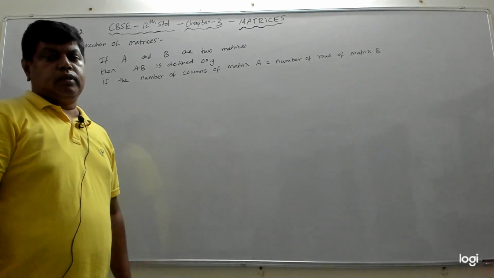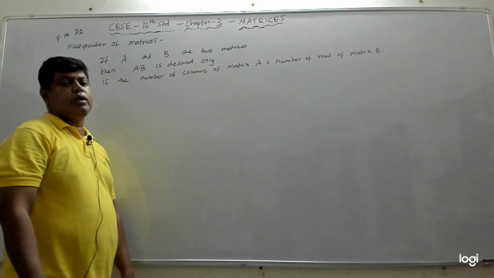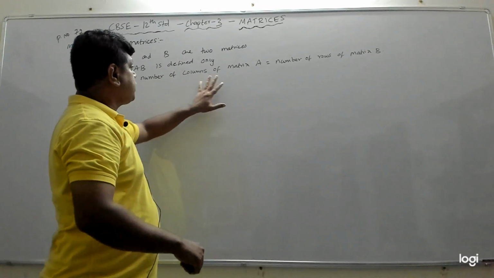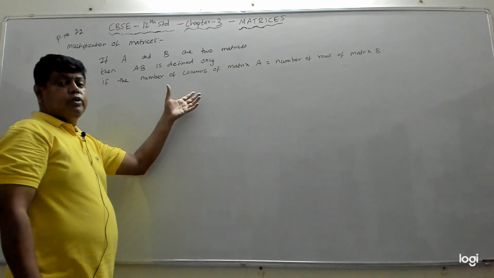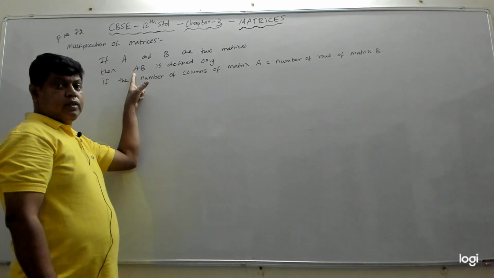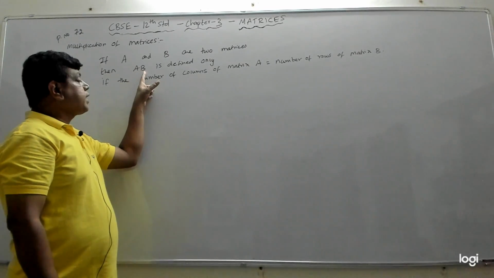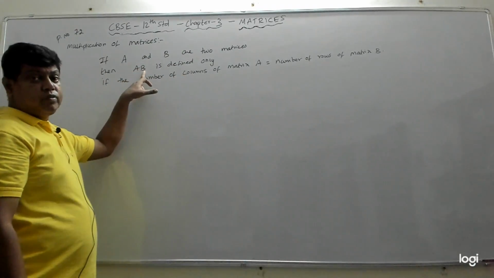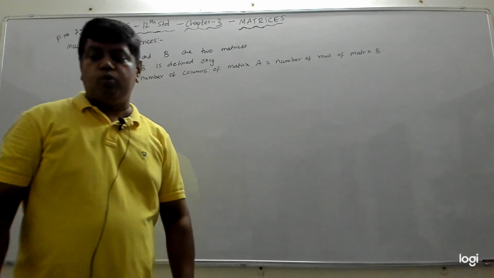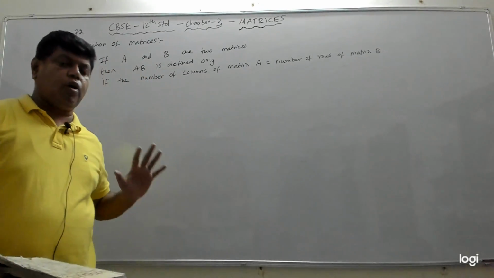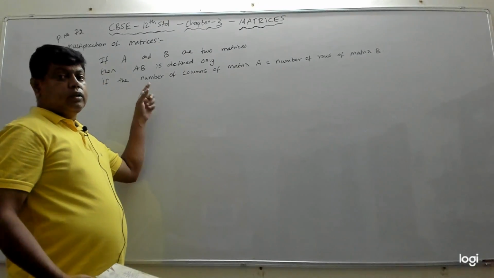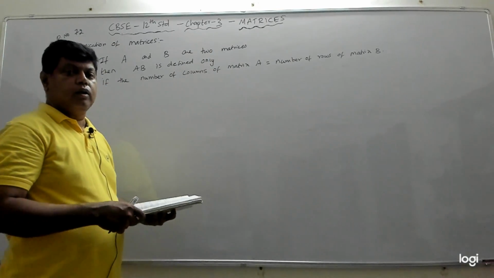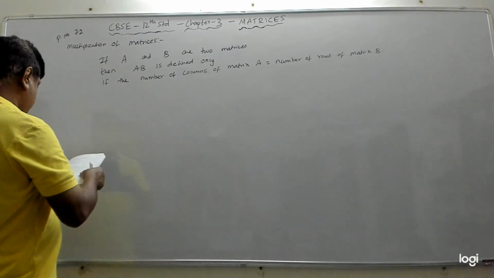If not, we cannot define multiplication, or A and B cannot be multiplied if you need to do A into B. So this is the rule that we should check always whenever two matrices are given. We need to check whether the number of columns of the first matrix is equal to the number of rows of the second matrix. Only then we can multiply two matrices. The order of A and B need not be same, but however, the number of columns of matrix A should be equal to number of rows of matrix B. Then we can do multiplication of A with B.